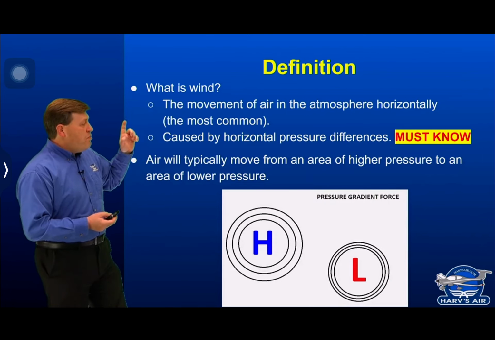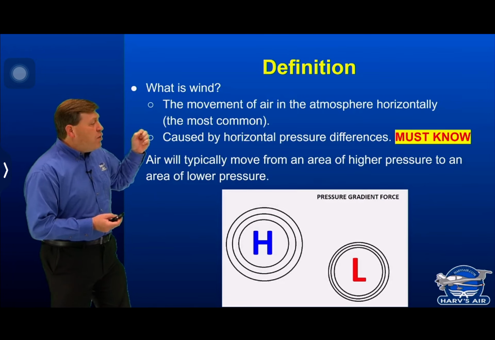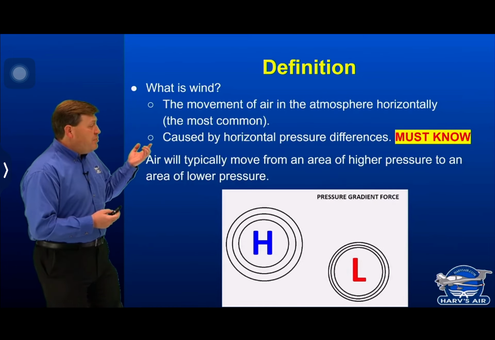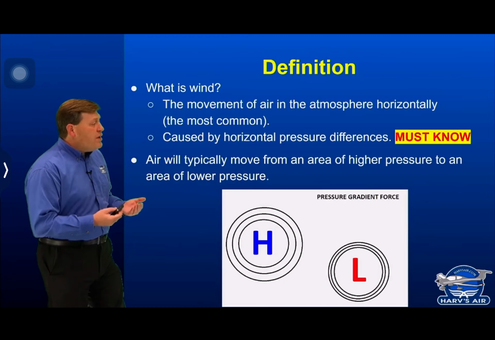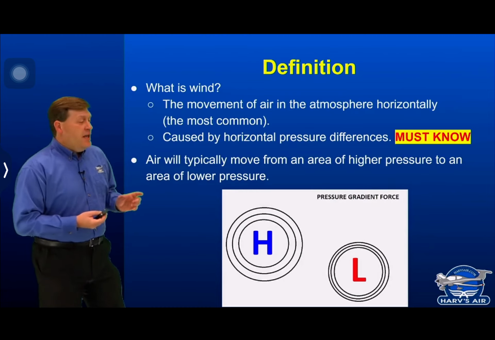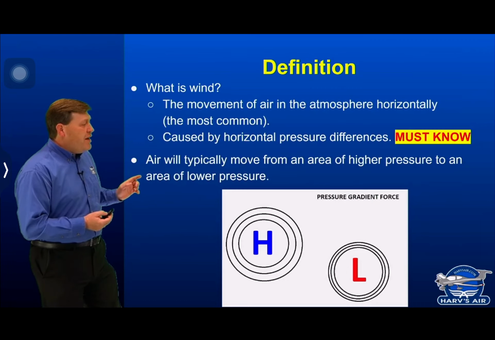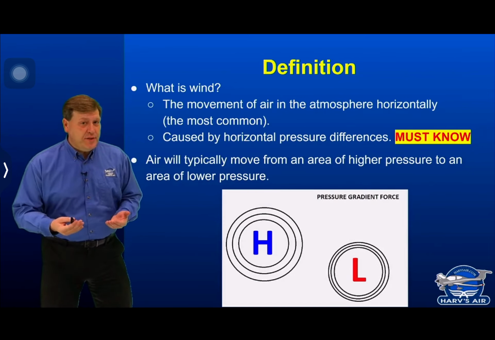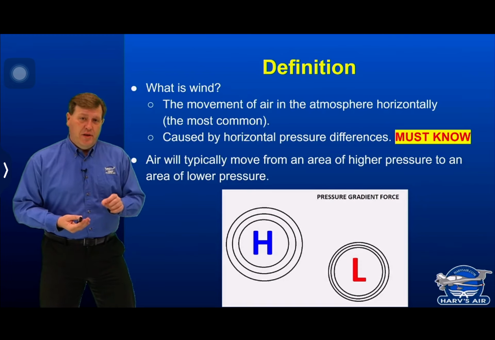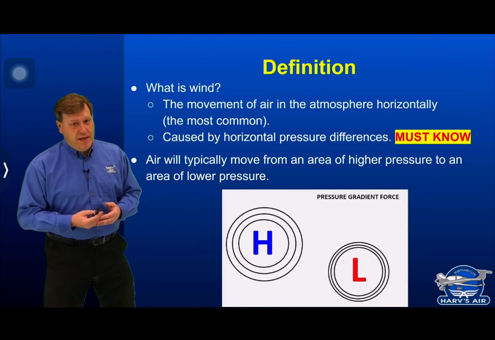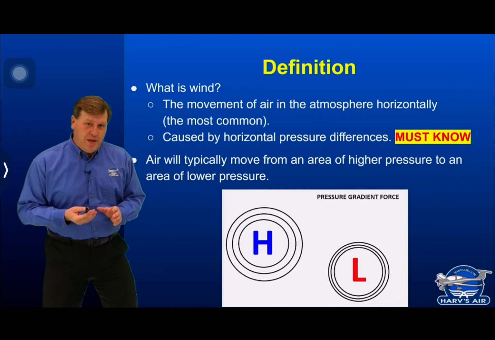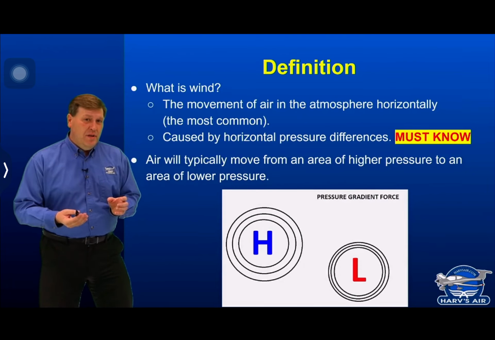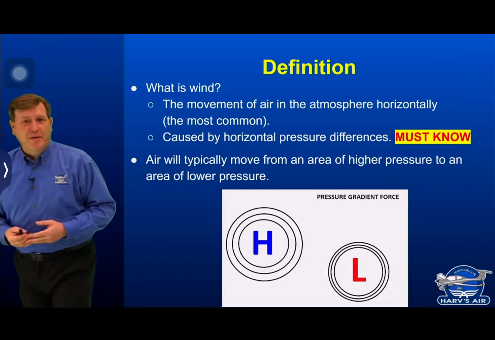What is wind? The movement of air in the atmosphere, horizontally. This is the most common way we as pilots experience these winds. As I just pointed out, winds are caused by horizontal pressure differences. Air will typically move from an area of high pressure to an area of lower pressure. Now, what creates these differences in pressure? It is actually related to temperature, believe it or not. And here's where we start to go a little bit more complicated by looking at winds in 3 dimensions in a simple form on the whiteboard. So let's head over to the whiteboard now.